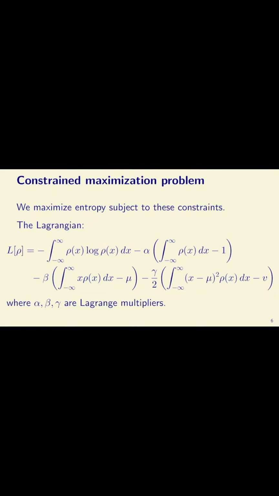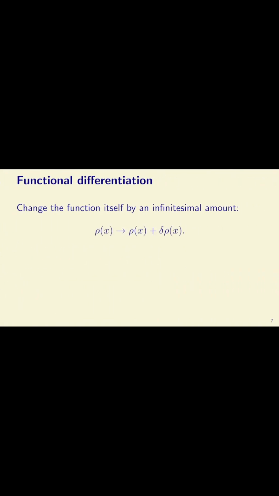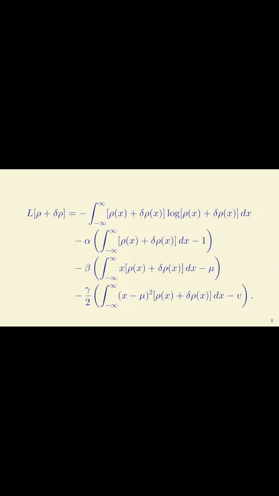Functional differentiation sounds a bit intimidating. How does that work? It's similar to regular differentiation, but instead of varying a variable, we vary the function itself by an infinitesimal amount. Let's imagine we change our density slightly from rho of x to rho of x plus delta rho of x. The Lagrangian then becomes L of rho plus delta rho, which is this.